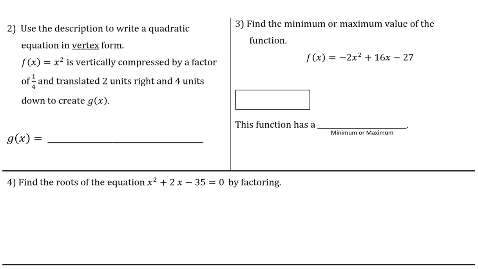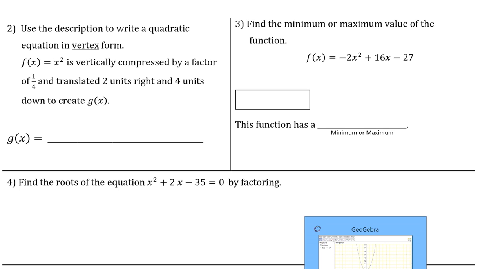Okay, in question 2, we're given a description of something that happens with the parent function f of x equals x squared, and we're asked to generate a new function g of x that matches that. I can't help it. I've got to take a moment and look at GeoGebra. Notice a couple things here. We're going to be compressing it vertically by a factor of 1/2, and then translating it 2 units to the right and then 4 units down.